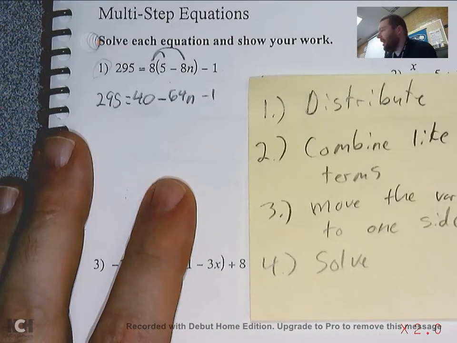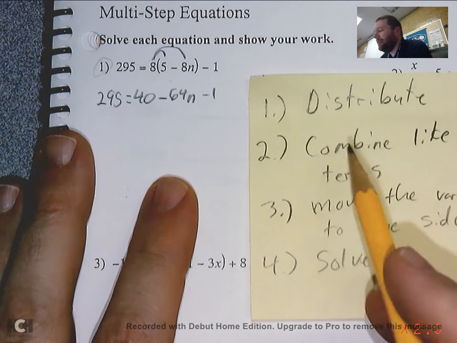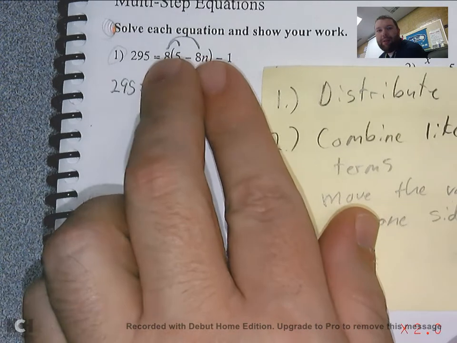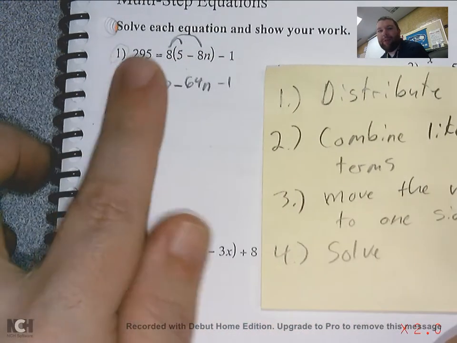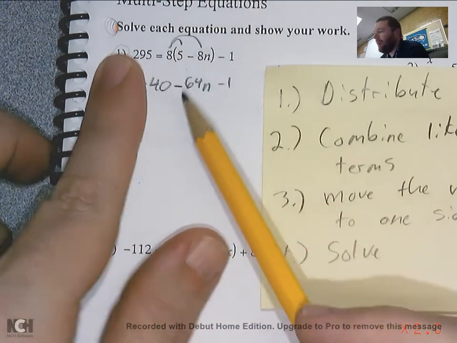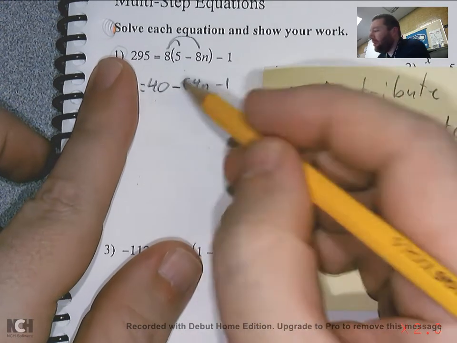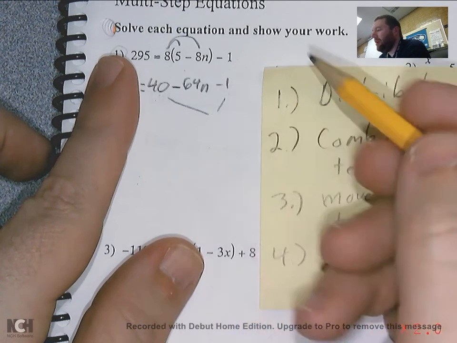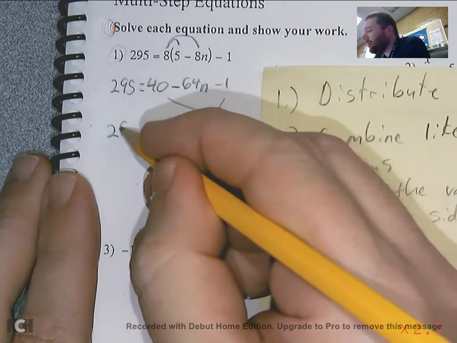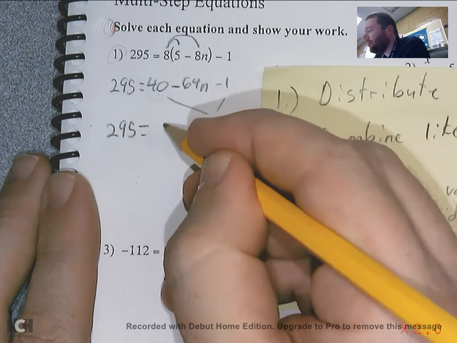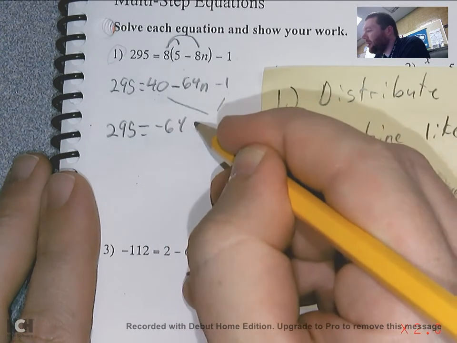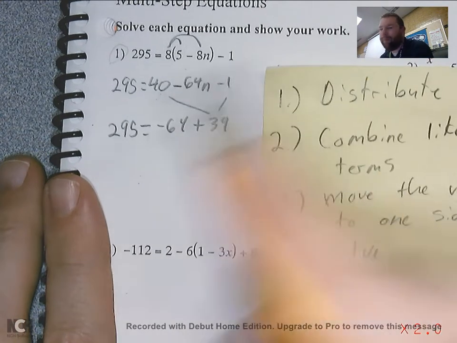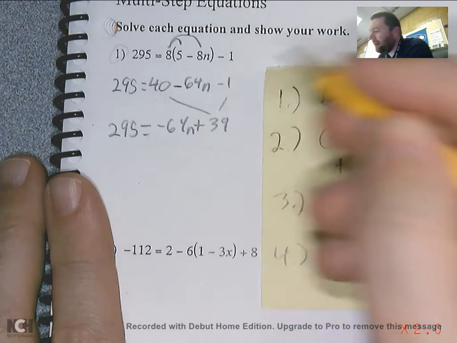Okay. Now the next step is I need to combine like terms. So this is where we look on each side of the equation. There's only one term on that side, so there are no like terms. On this side we have 40 and we have a negative 1. So we can combine those. And 40 plus a negative 1 would be 39, right? So I'm going to get 295 is equal to negative 64n plus 39. Okay.